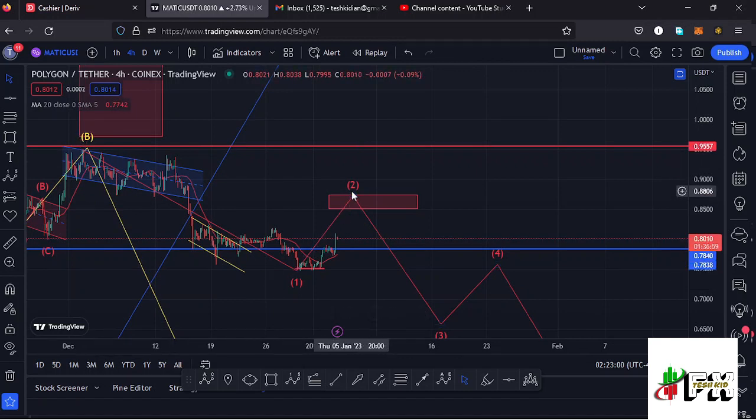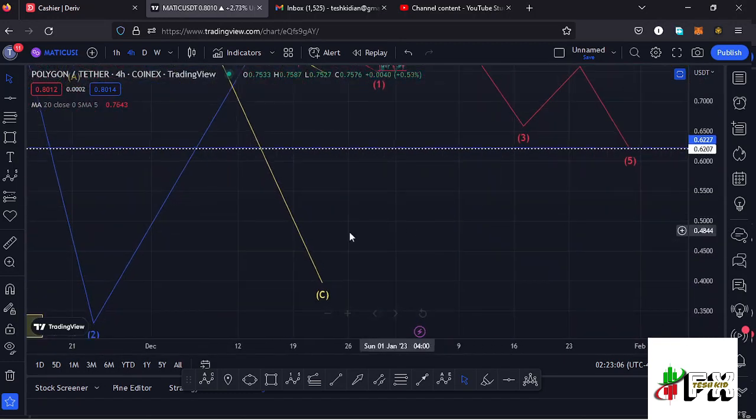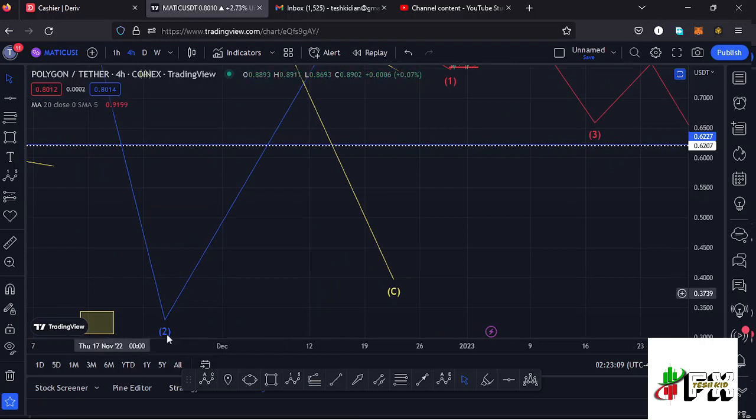then I'm expecting a bit of a bounce to the upside in the formation of this wave 2 before we see a wave 3, then a wave 4, and then a wave 5 to complete the formation of this wave C, and also complete the formation of this higher Elliott wave count 2, which is my primary scenario.